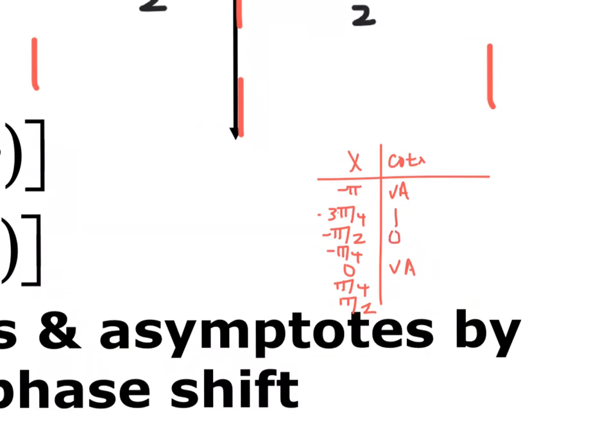If I plug in negative pi over 4, that's the same thing as 7 pi over 4, so you get root 2 over 2 divided by negative root 2 over 2, so you get a negative 1, and then it's going to repeat. This is going to be a 1, and this is going to be a 0, so on and so forth.